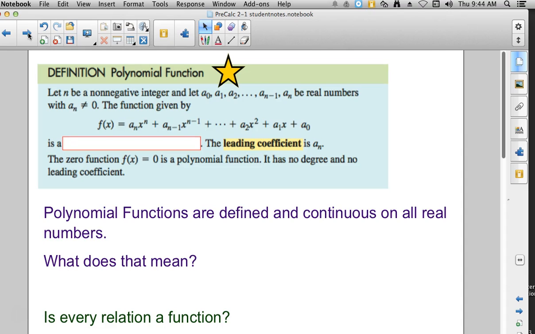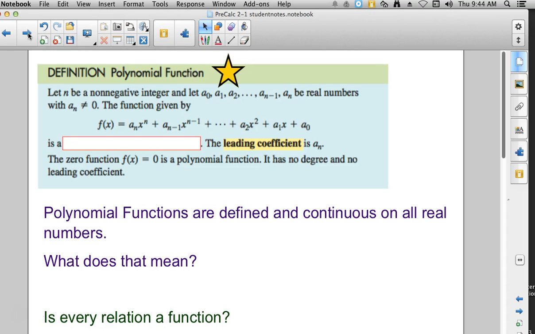All right, they can't be negative for the powers. It doesn't work. So if we let a sub 0, a sub 1, a sub 2, all the way up to a sub n be real numbers where a sub n is not equal to 0, so we do have some kind of leading coefficient.